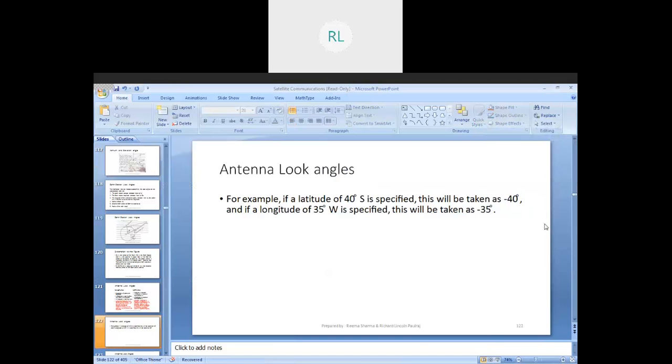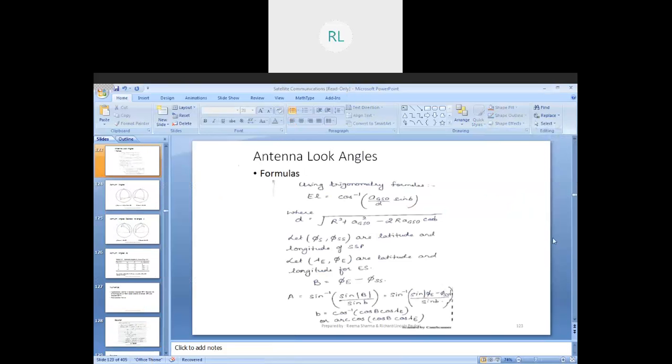Thank you. Now that we know how to represent positive angles and negative angles, and whether it is towards the east or west or north or south, we will go ahead and see a few more things. Your angle of elevation, EL in short, can be represented as cos inverse of EGSO, where EGSO is the radius of your geostationary orbit divided by d. D is the distance from the center of the earth to the satellite, into sine b.